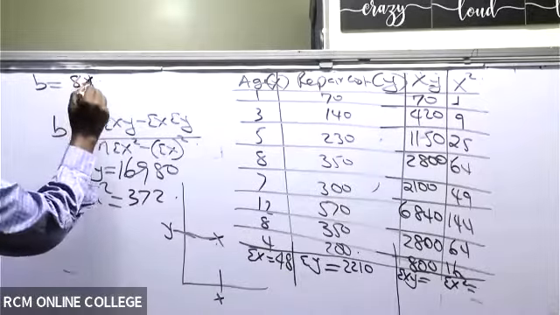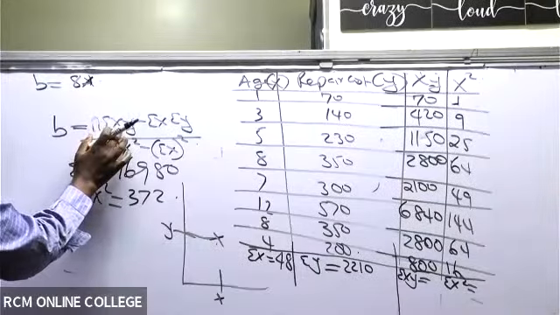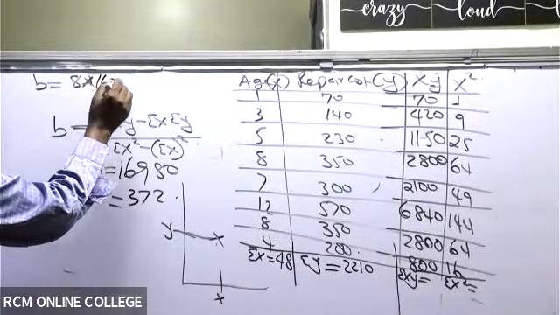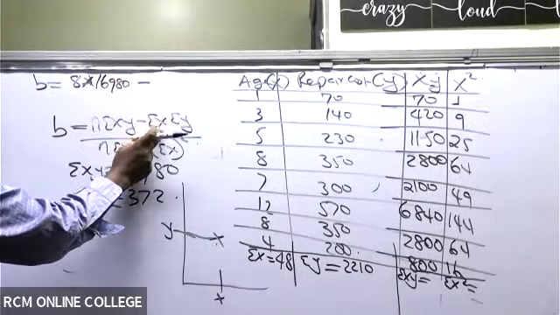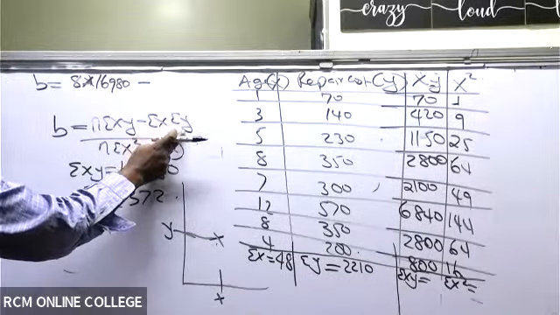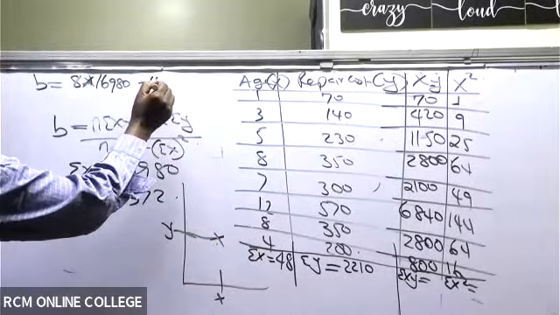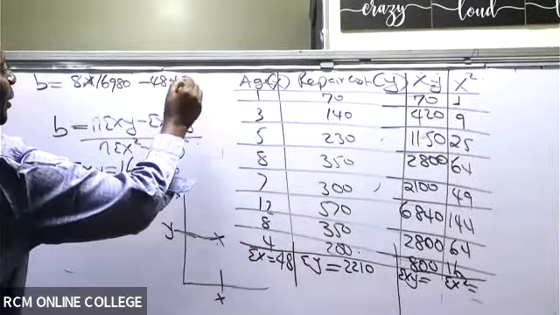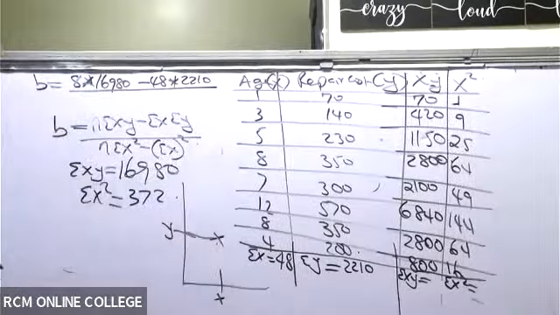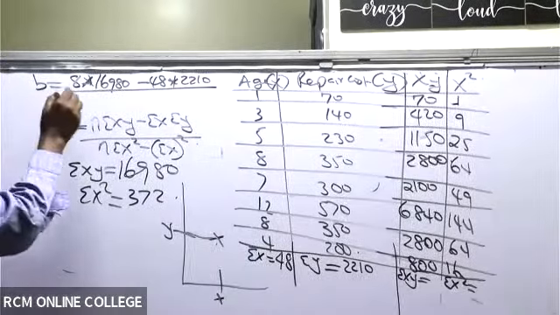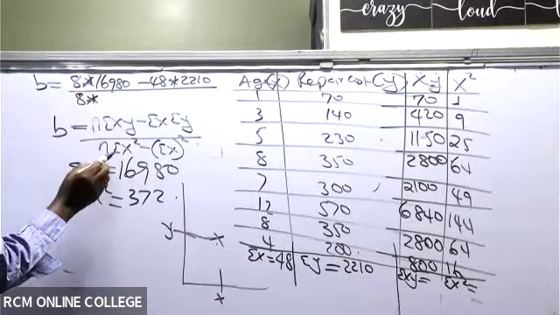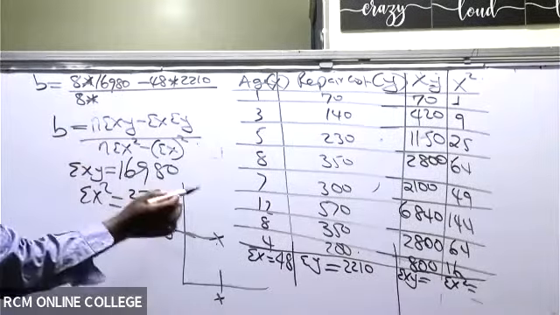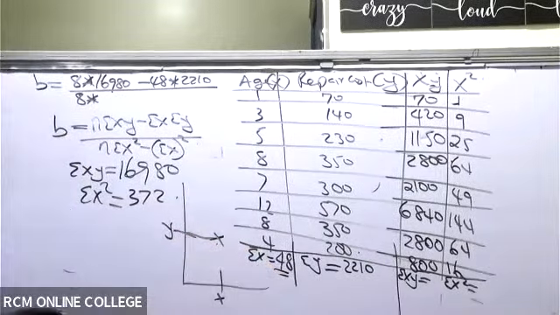So 8 times sum of xy. Sum of xy, we have it here. It is 16,980 minus sum of x, which is 48, times sum of y. Sum of y is 2210. All over n again, which is 8, times summation of x squared. Summation of x squared, don't take this x here. Don't take this sum of x squared, no.